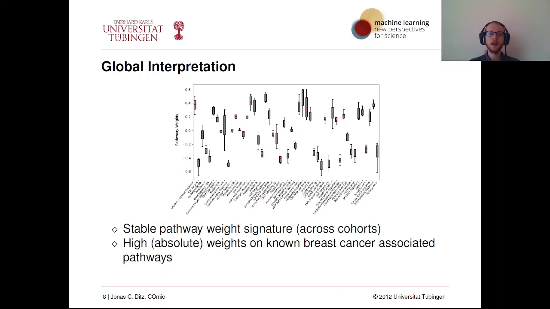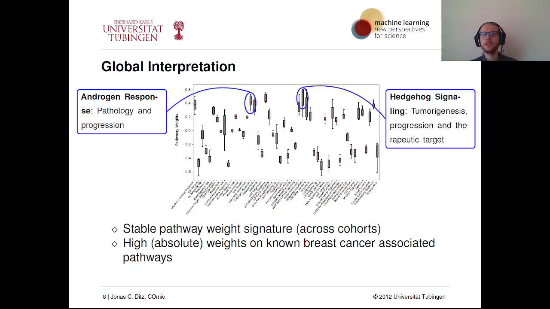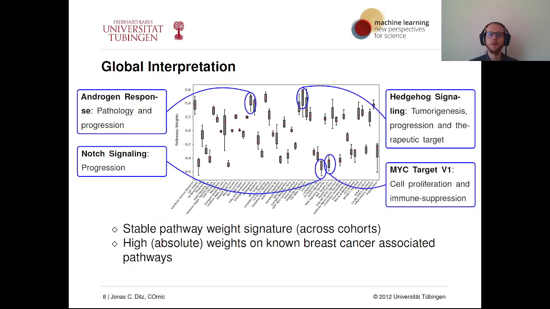Furthermore, we saw that high absolute weights correspond to pathways that are known to be associated with breast cancer. To just show you a few, we see a high absolute weight for androgen response, which is associated with breast cancer pathology and progression. Also, we see hedgehog signaling associated with tumorigenesis, progression, and as a therapeutic target. Furthermore, we see a high absolute value for Notch signaling, which is associated with progression, and also MYC target V1, which is associated with cell proliferation and immune suppression. This shows that the global interpretation provided by COMIC models is actually biologically meaningful.